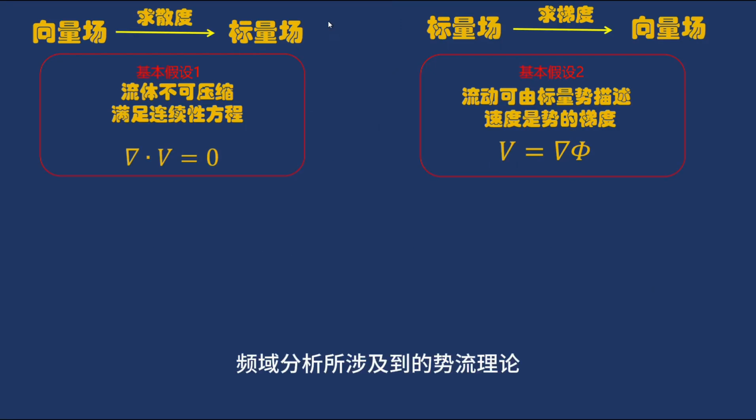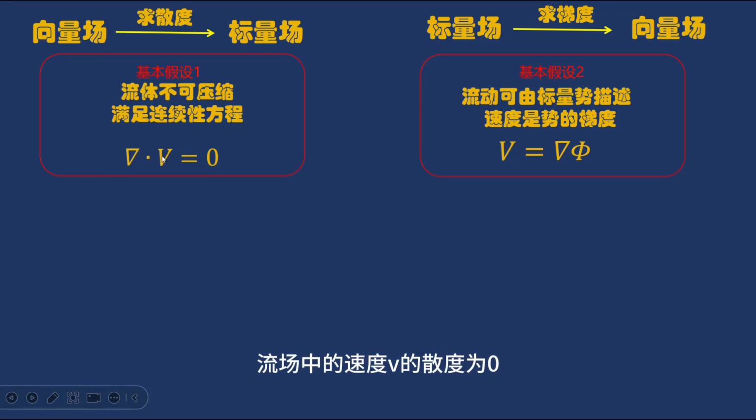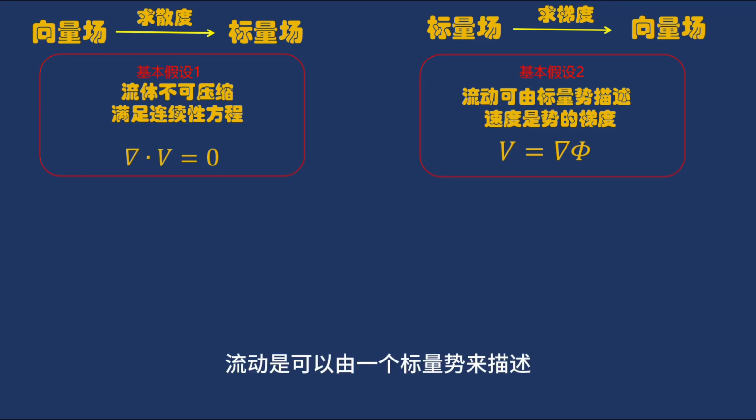Alright, let's take a look at the fluid theory involved in leveling analysis. Regarding fluid theory, we have two basic assumptions. First, we assume that at the scale we are concerned with, the fluid in the flow field is incompressible and satisfies the continuity equation. Mathematically, this means that the divergence of the velocity, v, in the flow field is zero. This is the first basic assumption. The second basic assumption is that the flow can be described by a scalar potential, meaning that the velocity of the water flow is the gradient of the potential.